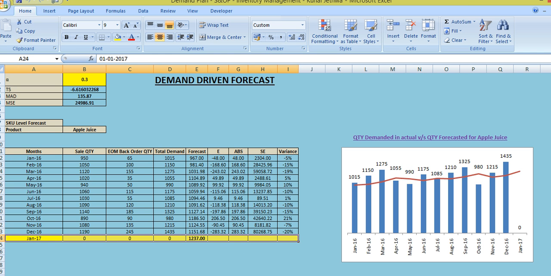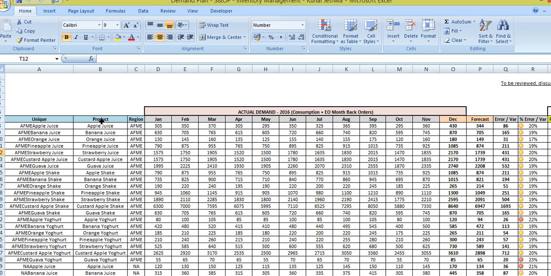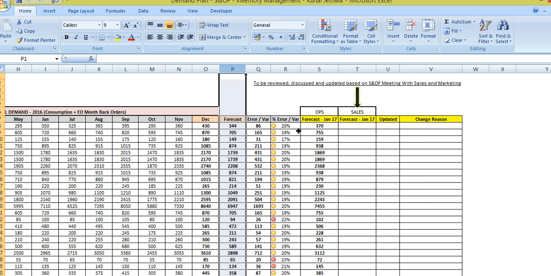And parallelly, we have also drawn the sales and operations plan of the unique factors of product and the region, showing the consumption for the entire year, the last closing month, and its forecast. And we have also derived the error, the variance in percentage, and the best forecast of the beginning of the new month.